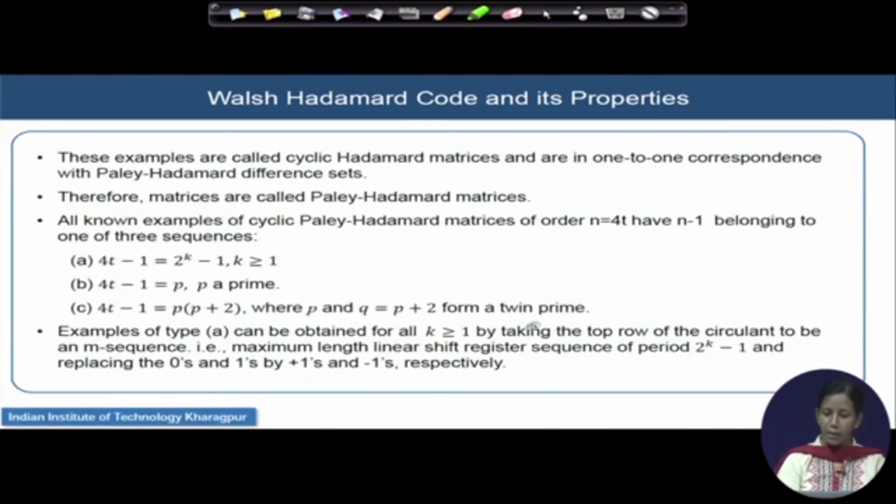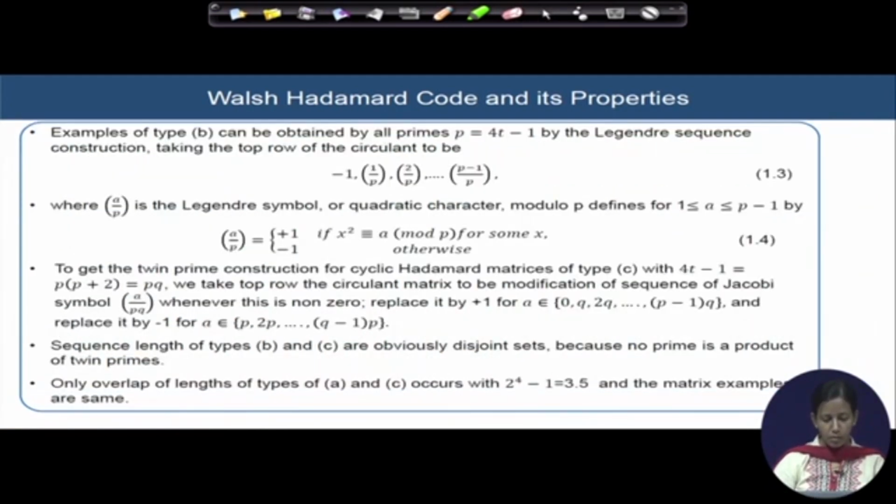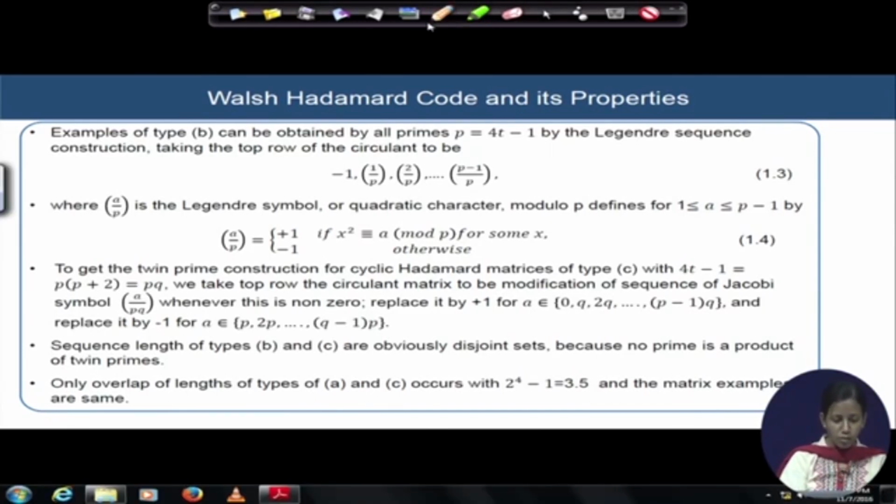These are the twin prime numbers. We take the top row of this circulant matrix to start with from the Jacobi symbols, (A divided by PQ). Whenever this is a non-zero element, it will be replaced by plus 1 for A moving from 0 to (P minus 1) into Q, and it will be replaced by minus 1 for all the values of A which belong to P, twice P up to (Q minus 1) into P.